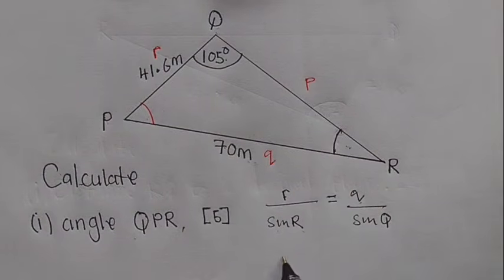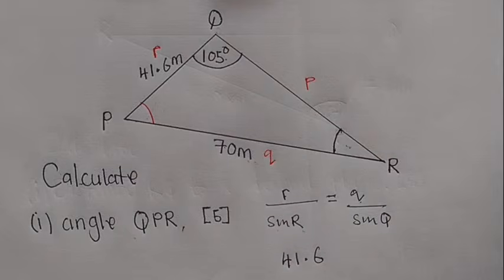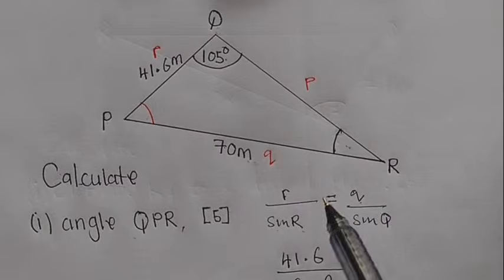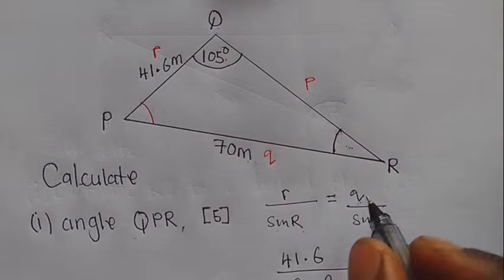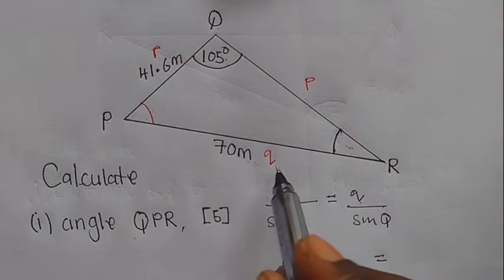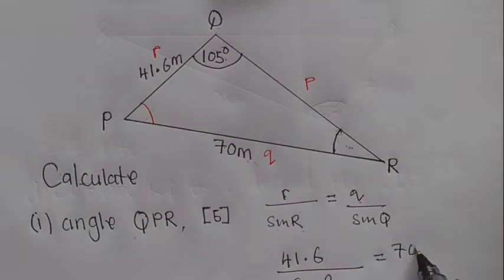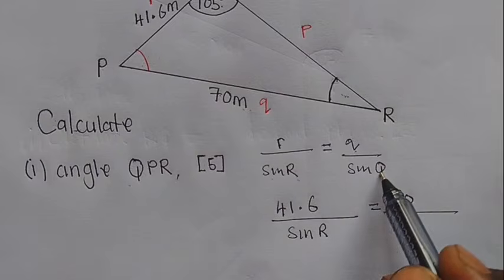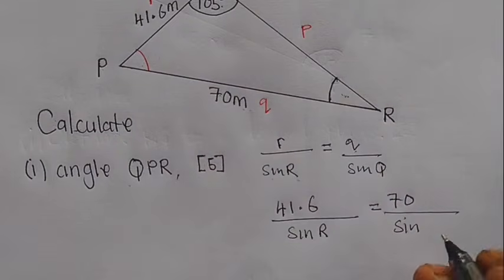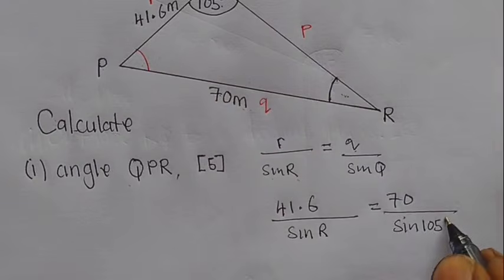From here we are just going to substitute. Where there is r, we are going to put 41.6, over sine R. When we write sine R, we just write it the way it is because we don't have the angle at R, equal to, where there is q, we put the side for small letter q, which is 70, over sine Q, the angle at Q which is right here, 105 degrees.